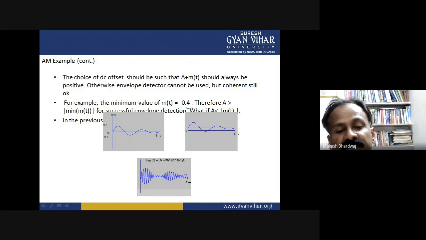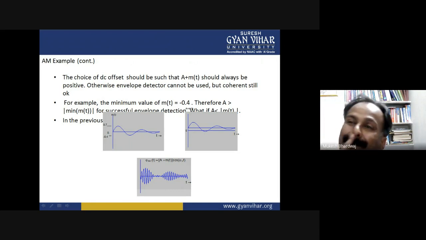So we had discussed amplitude modulation. Amplitude modulation may be defined as a system in which the maximum amplitude of the carrier wave is made proportional to the instantaneous value or amplitude of the modulating or baseband signal. Here the baseband signal means the message signal.